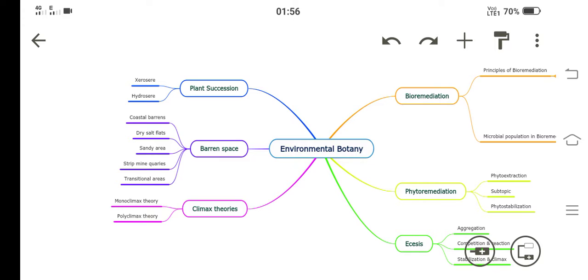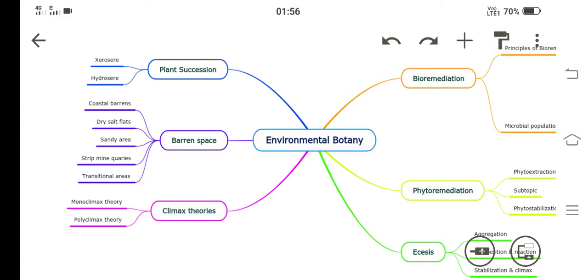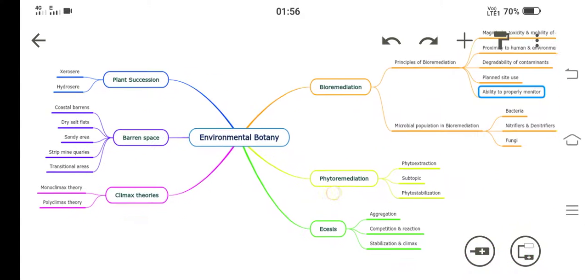I am going to share this mind map on your WhatsApp, and the same has been uploaded on my personal website, because this is a new concept in my teaching methodology, and this mind map is also useful for all of you students when you do the revision of your studies just before the examination, because in this mind map I have properly elaborated the entire topics which we covered in the unit environmental botany.